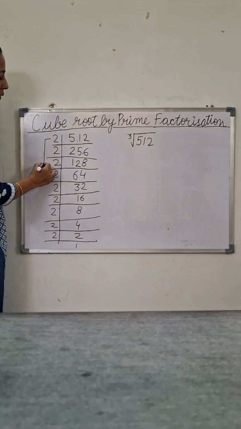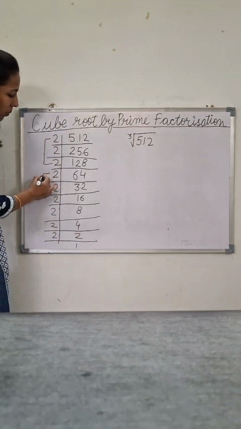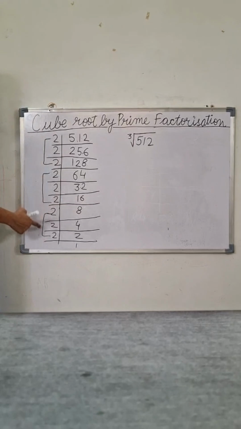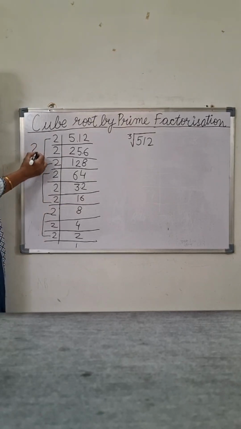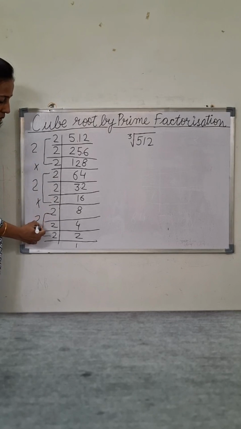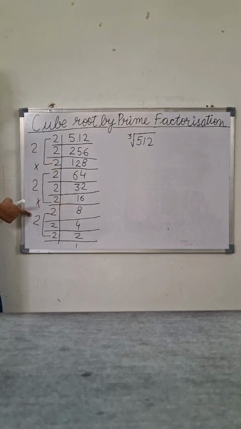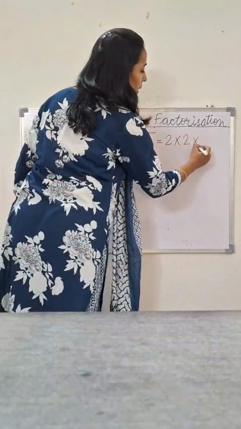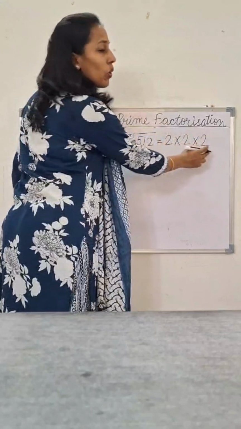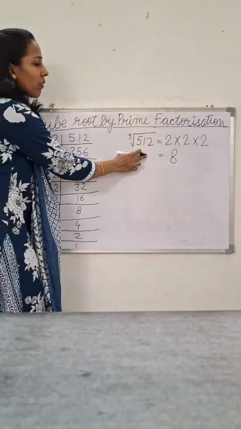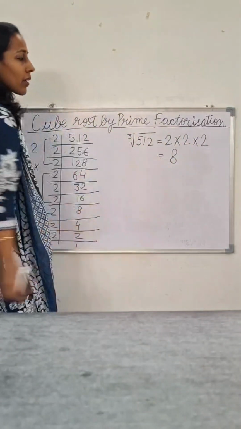Now we will make group of 3 numbers, 3 same numbers. This is another group. Now we have 3 2s here, 2 from here, multiply by 1 2 from here, and this is also 2. So we will write 2 here. So how many 2s we have? 3 times. So 2 multiply by 2 multiply by 2. 2 2s are 4, 4 2s are 8. So the cube root of 512 is number 8.